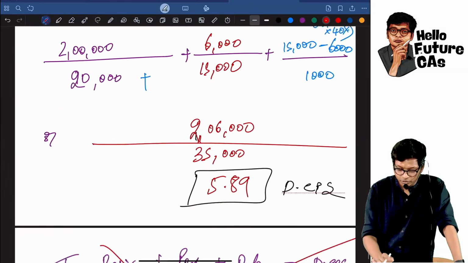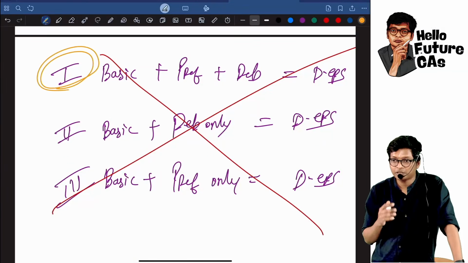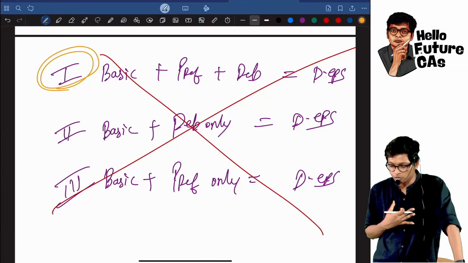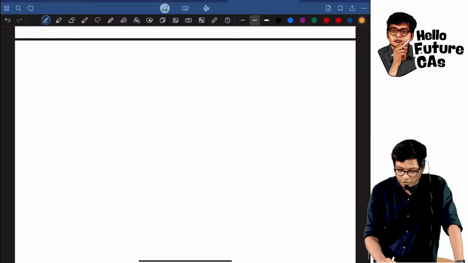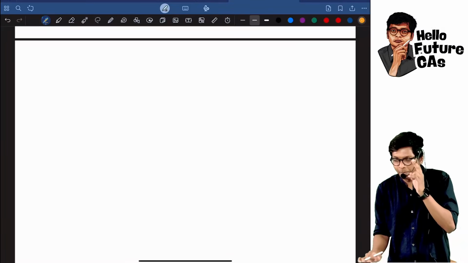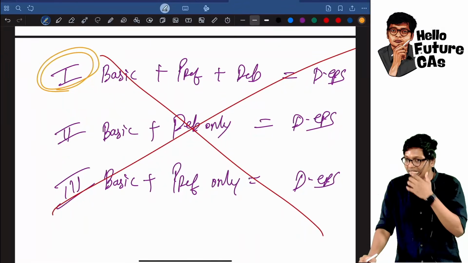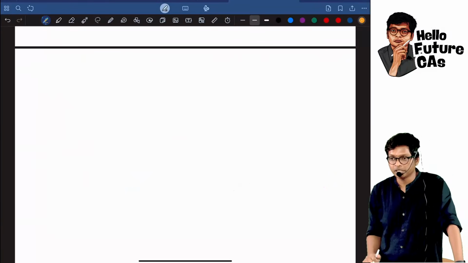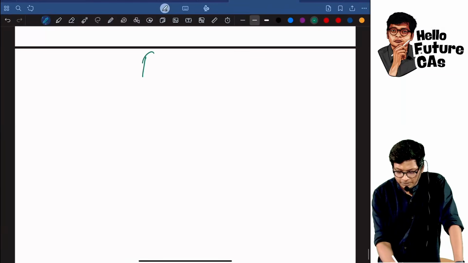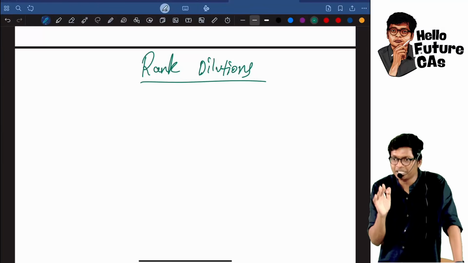9 out of 10 students will mostly do it in the first method and close the sum. If you know this chapter, that's how you will close. You are not supposed to do it like this. For diluted EPS, if there are multiple dilutions, I wanted you to make a mistake, that's why we did it like this. Are you following? If there are multiple dilutions, this is not the way to do it. You need to rank the dilutions first and then only do the sum.